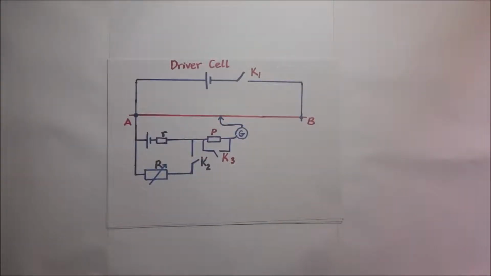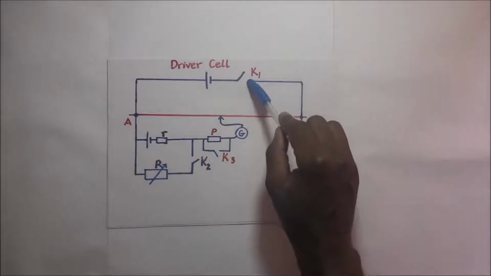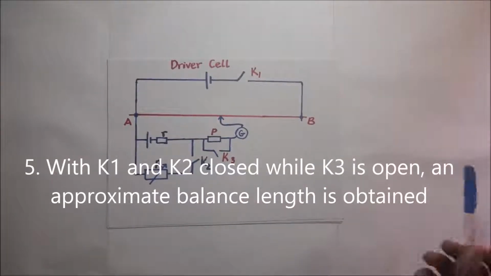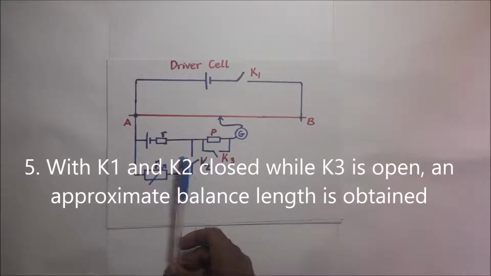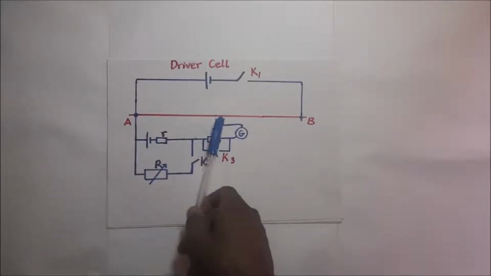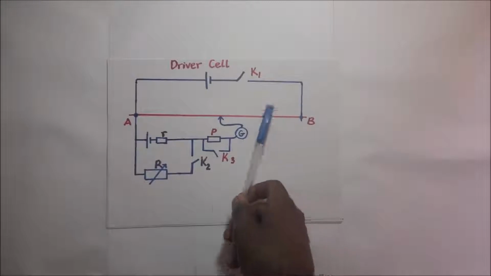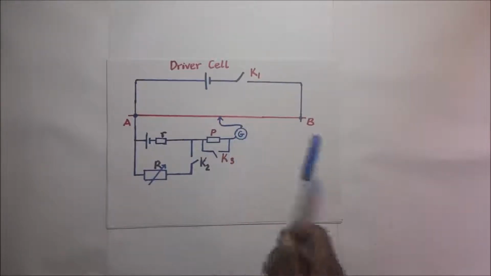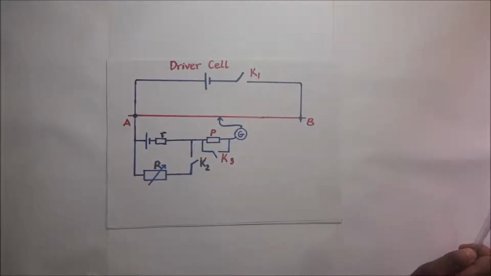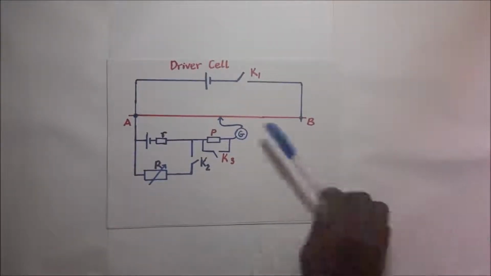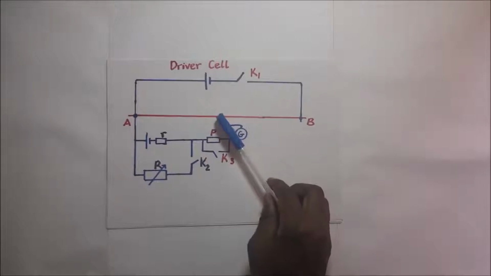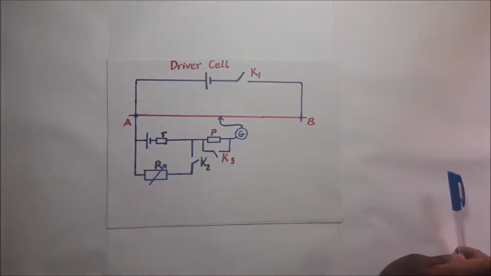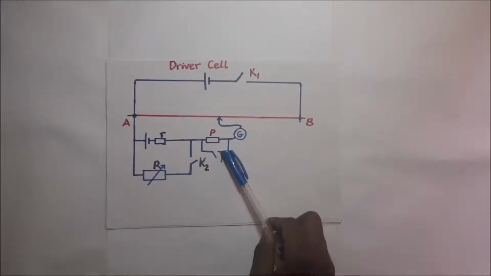How do we do this? So with K1 and K2 closed, while K3 is still open, an approximate balance length is going to be obtained by sliding this jockey, or by tapping it along the wire AB, until we get a point whereby the galvanometer shows no deflection. So after getting that approximate balance length, that is when the galvanometer is not showing any deflection when K1 and K2 are closed, we go ahead and close K3.